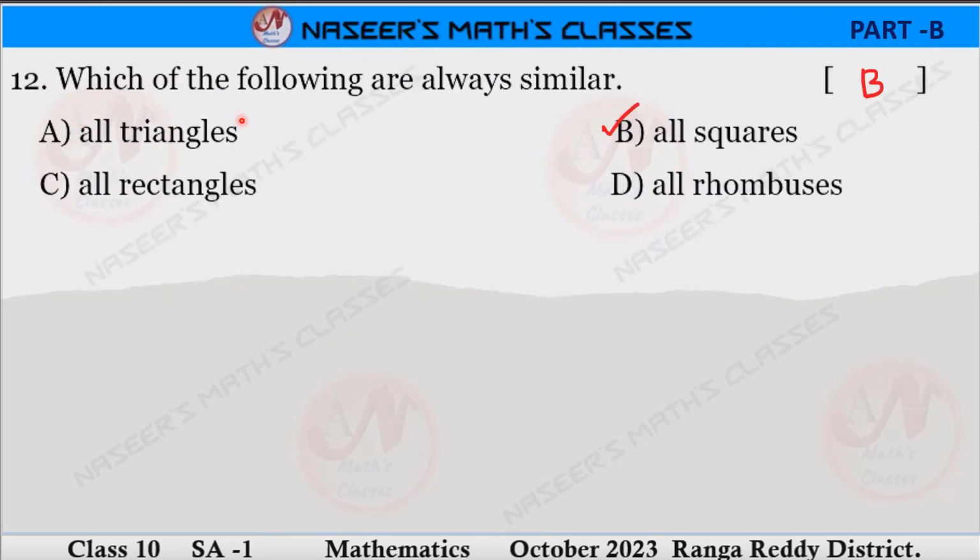Which of the following are always similar? These are the correct options, that is all squares are always similar because in squares each angle is equal to 90 degrees and all sides are equal. So their corresponding ratios are also equal. So B is the correct option.